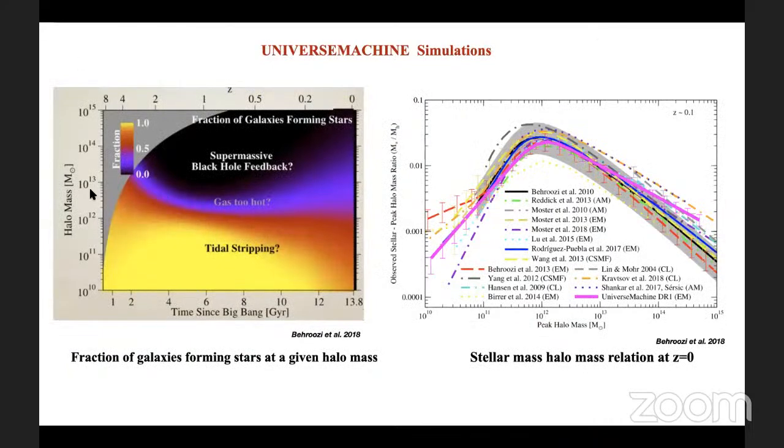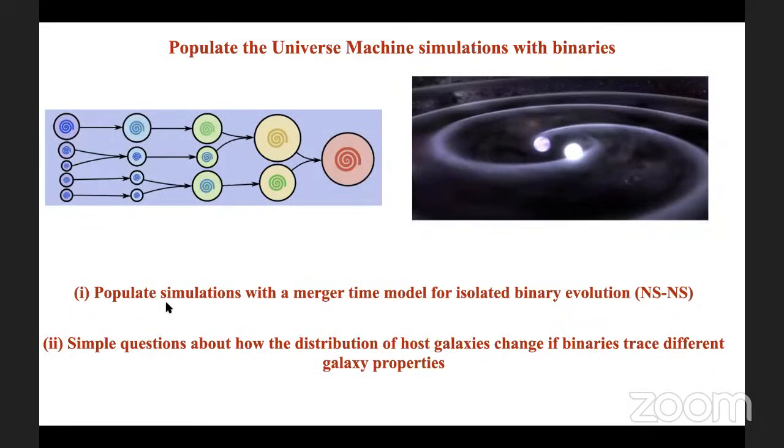So what do the Universe Machine simulations give us? Every halo that lives in the simulation has a galaxy within it. So you get a natural connection between the galaxy and the cosmic structure called the dark matter halo, and you also get its entire star formation history. So we get the full star formation history of the galaxy, and we populate these simulations with the merger time model. In a sense, what we do is we take every galaxy, we say that the binary evolution is tied to the star formation rate. We populate it with a certain number of binaries and just evolve their distribution through time.